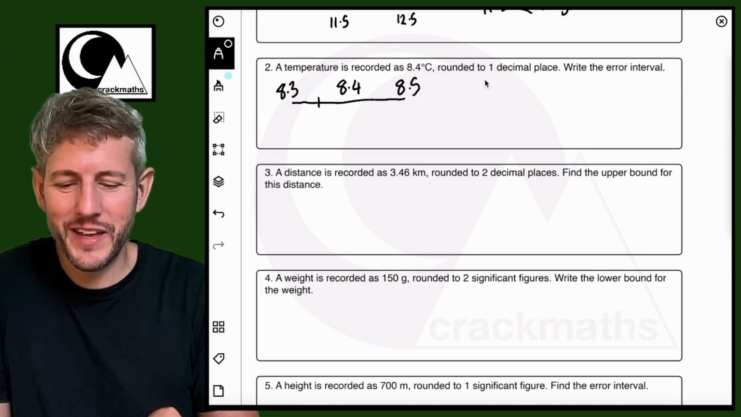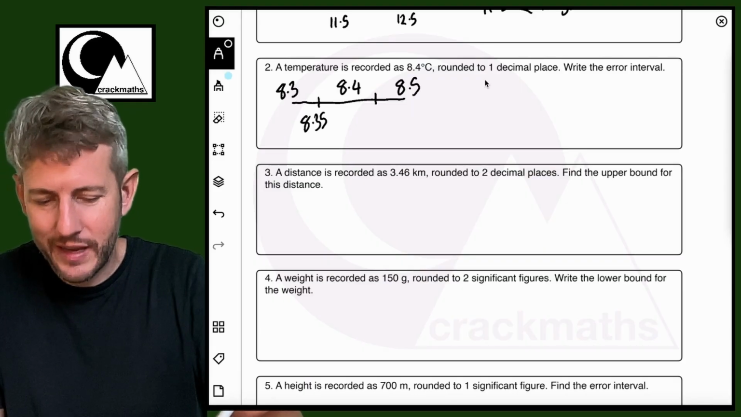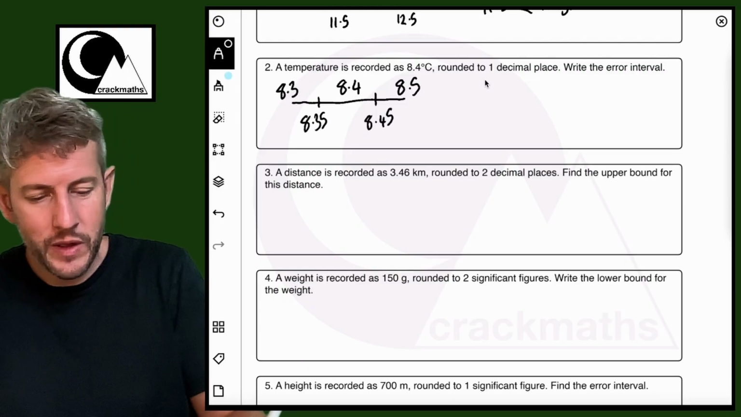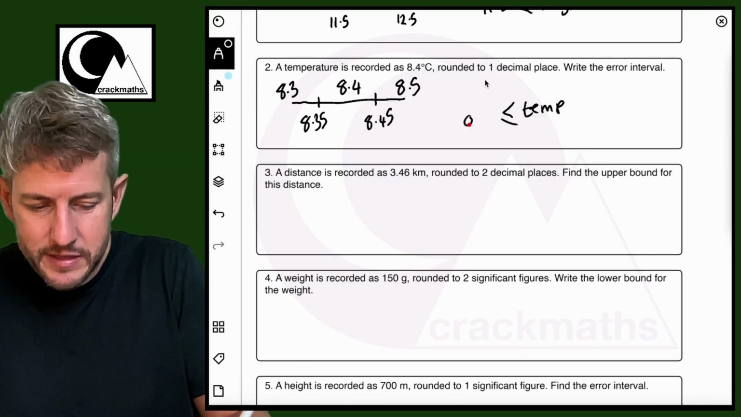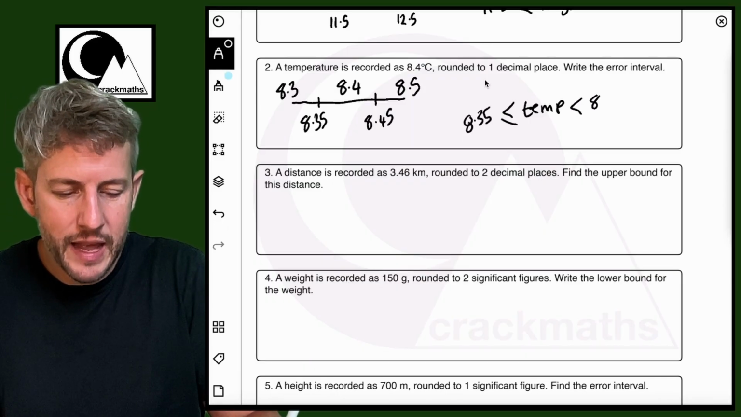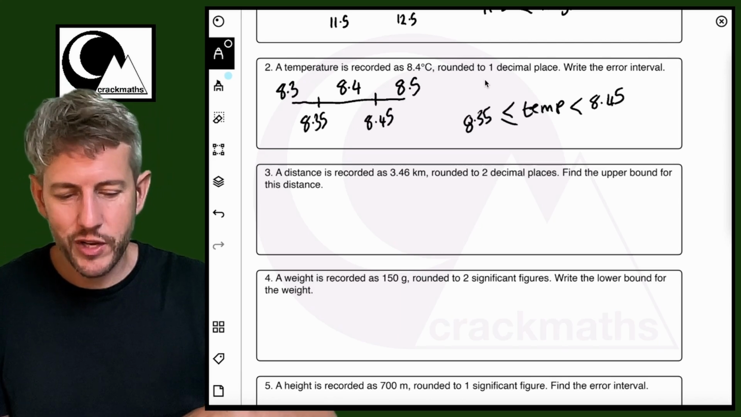So let's sort this out here. We've got 8.35, and here we've got 8.45. So there we go. So we've got temp is greater than or equal to 8.35, and we've got that it's less than 8.45. Okay, right, let's have a look at the next one.